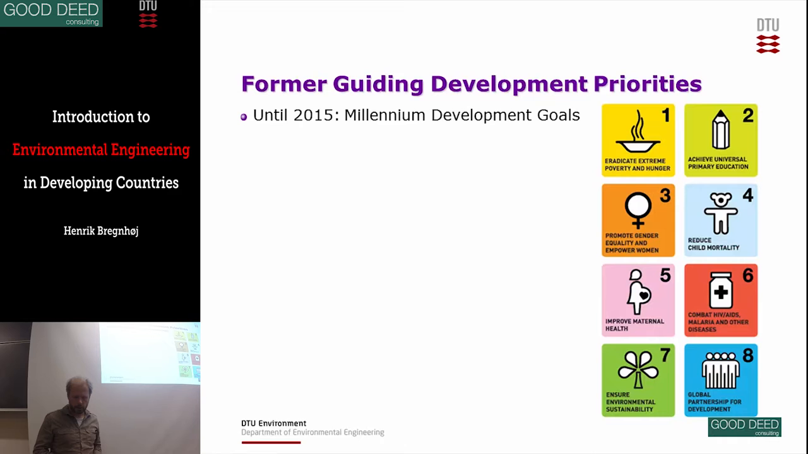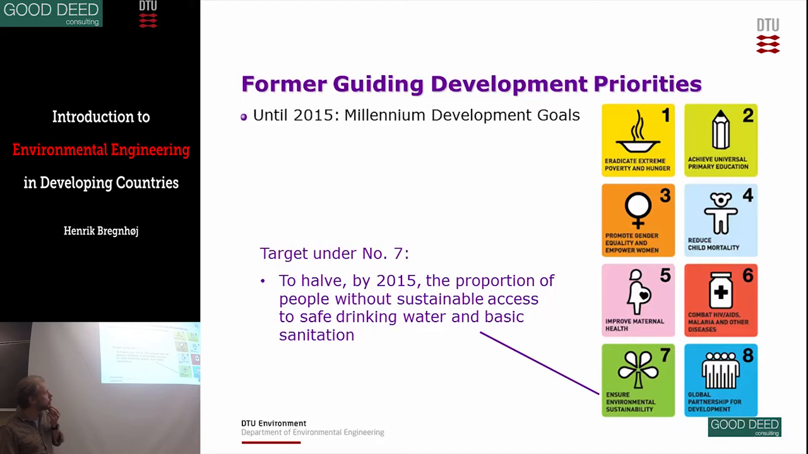Under each goal, there were some targets, I think maybe 18 in total. One of the targets that we're going to look a lot at, and that has been very much determining the development in this area of environmental engineering, is that they said that by 2015, we're going to halve the proportion of people without sustainable access to safe drinking water and basic sanitation. So they looked at, let's say, 40% has no access to water supply and sanitation. So in 2015, it should be only 20%. And the reference year was 1990, even though it was decided in 2000.